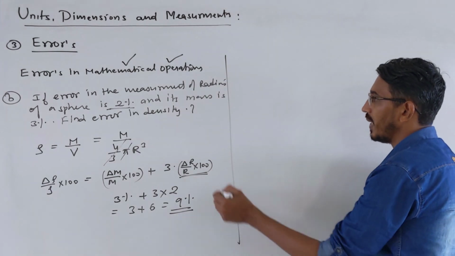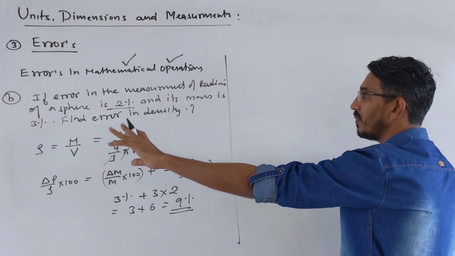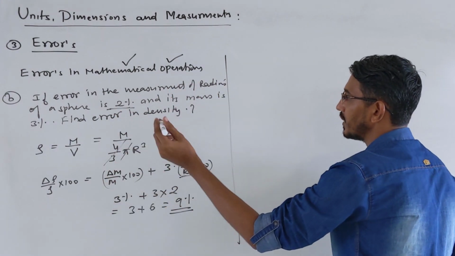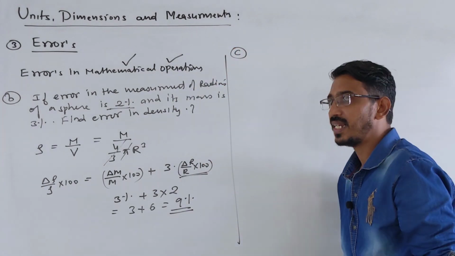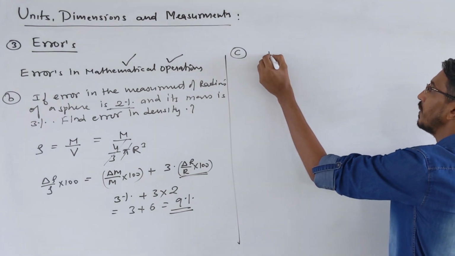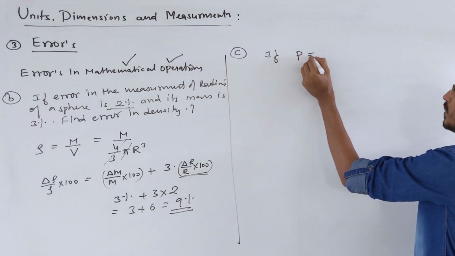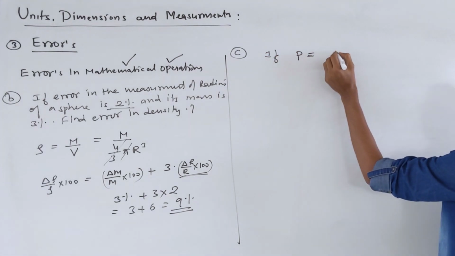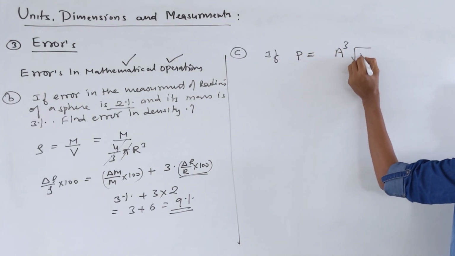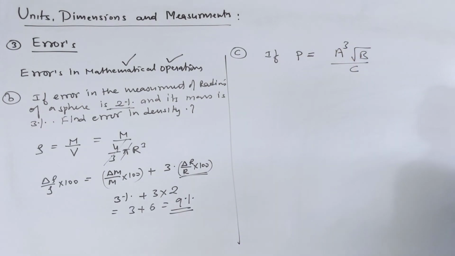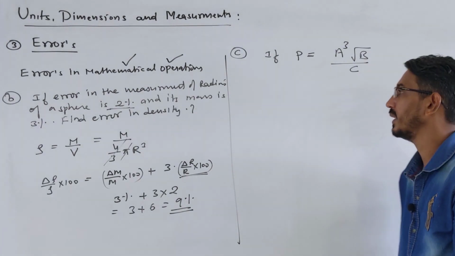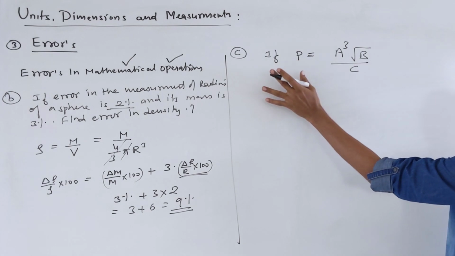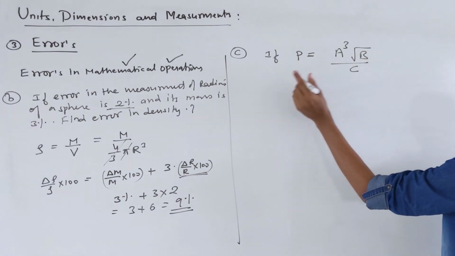They can ask like this way, they don't give the formula, we have to write the formula by ourselves and give the answer. Or the second type of question means they can give the formula themselves. They say something like, if P is equal to some formula is given, write A cube root of B by C. Some formula will be given to you, maybe known or unknown, doesn't matter, okay? And they will give the formula and they give error in those quantities that are coming here.